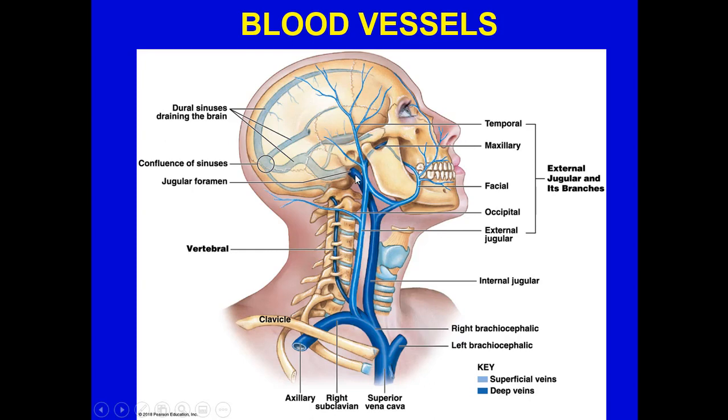Notice that all of this is passing through the jugular foramen. Here you have also another emptying here of the vertebral, and they all join together at the right brachiocephalic right here. Okay. And of course, you've got your axillary, right subclavian, and superior vena cava.